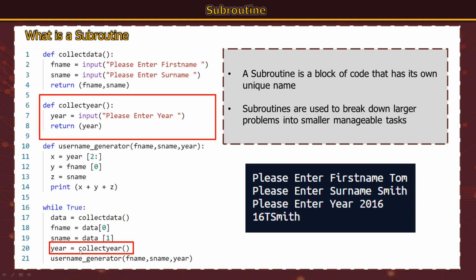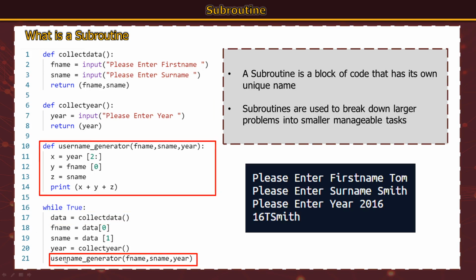It then comes down to line 20, and on line 20 it collects the year that the student joined the school. It then finally comes down to line 21 and it passes in 3 pieces of data, and that's called parameter passing. Okay, and it then generates the username for the student.